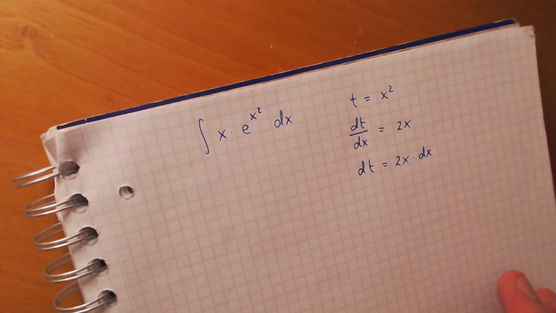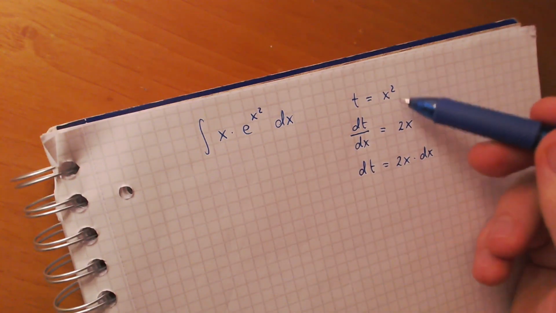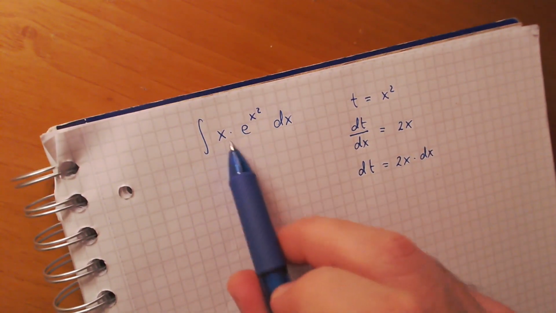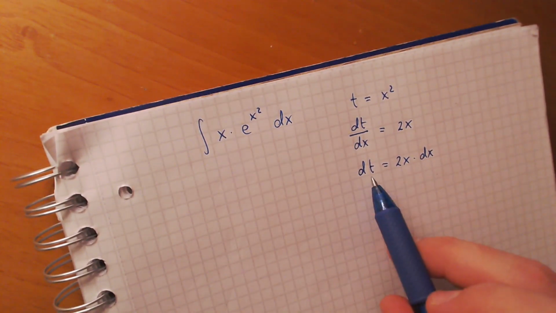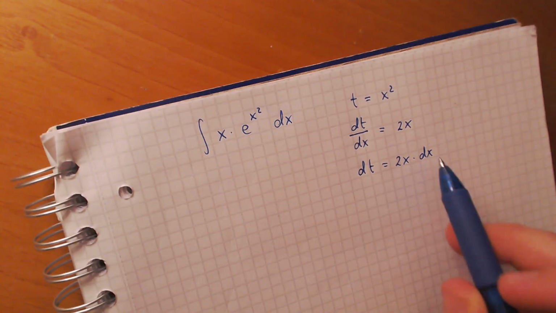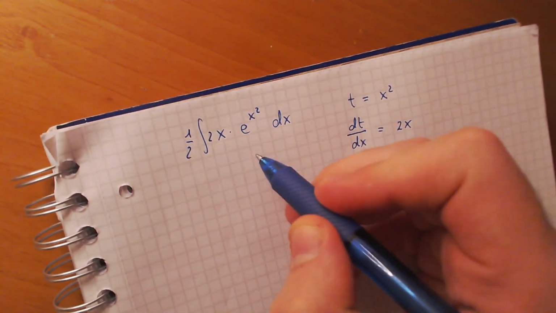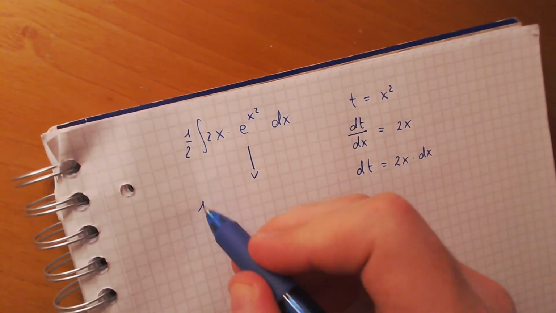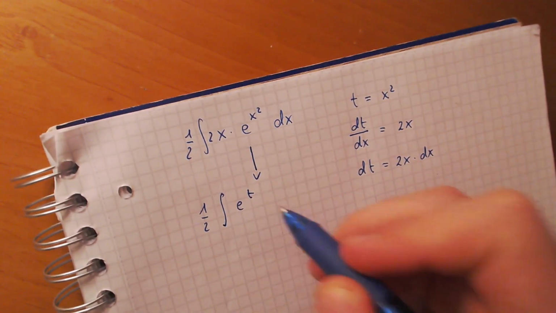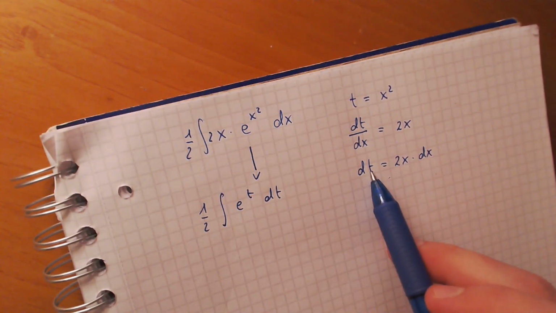Okay, so now to compute the integral, we basically have to consider all these calculations that we did. So since here we have x and dx, and we know that dt is 2x times dx, here basically we can multiply and divide by 2. So here we will get 1/2 the integral of e raised to the power of t times dt, because 2x times dx is dt.